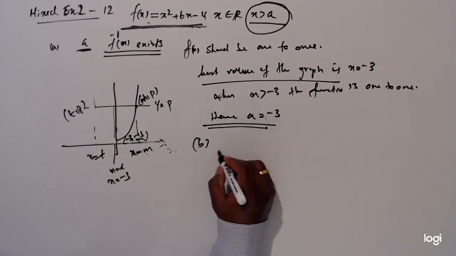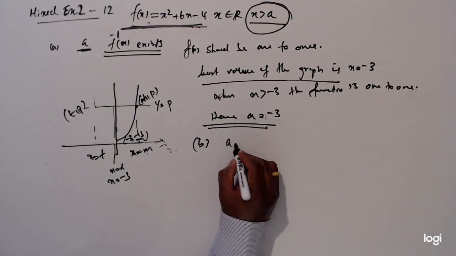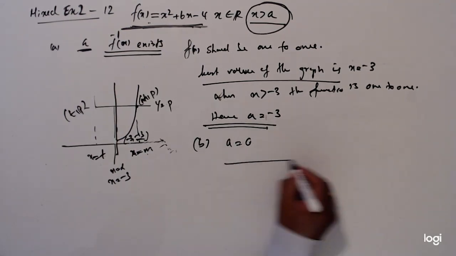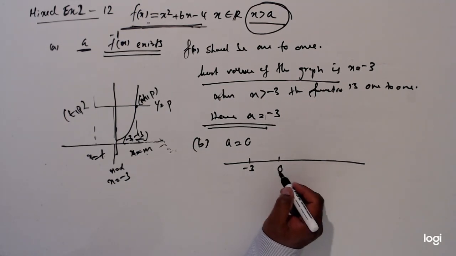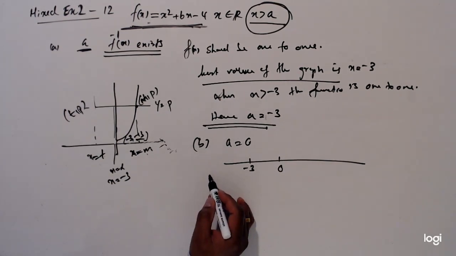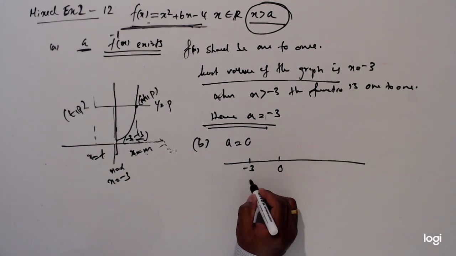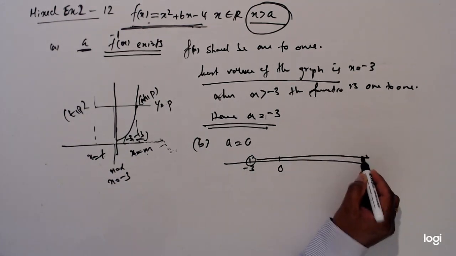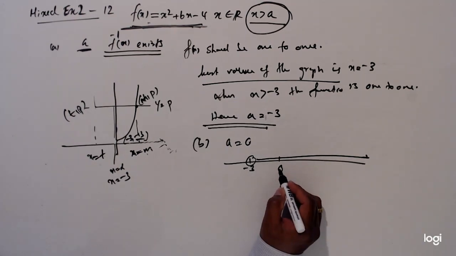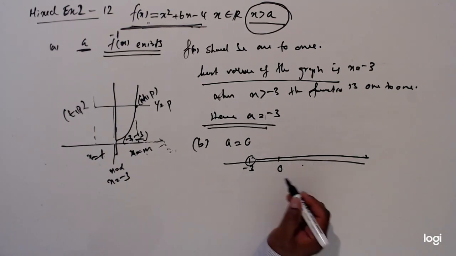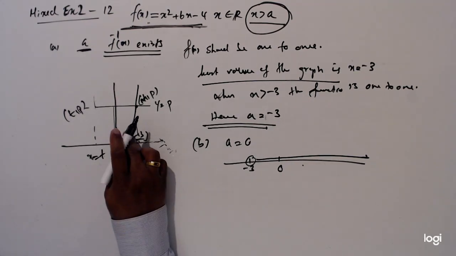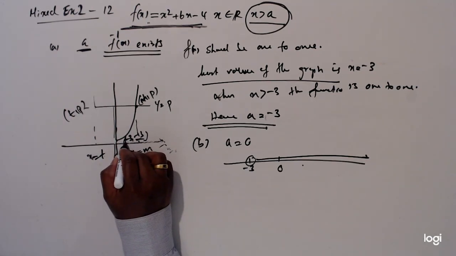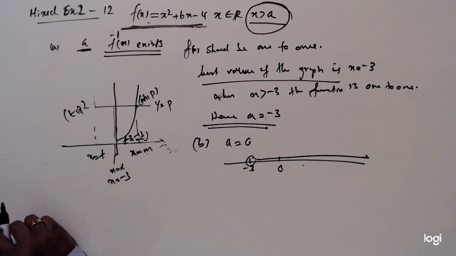Part B. Now the question says that a equals 0. When you look at the number line, minus 3 is here, 0 is here, then it's definitely one to one, because from this point onwards the function is one to one. So a equals 0, 1, 2, 3, any number you can pick. Now instead of getting x equal minus 3 at the bottom, we want to think about the area where the graph is. We'll try to draw properly and let's see.